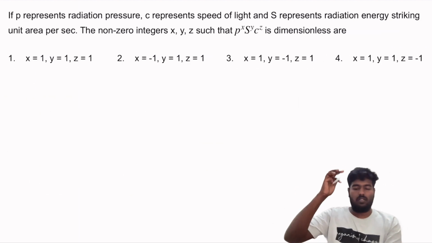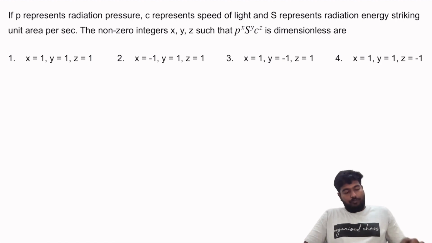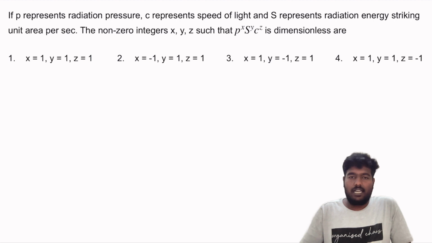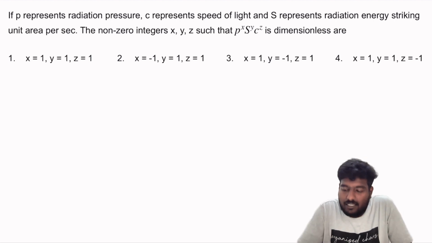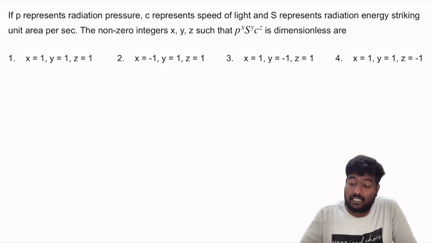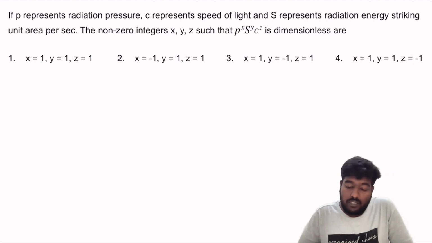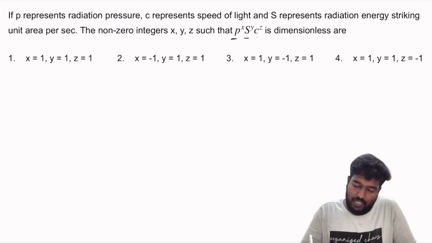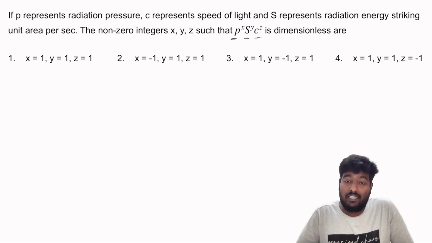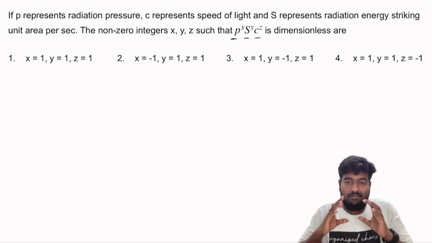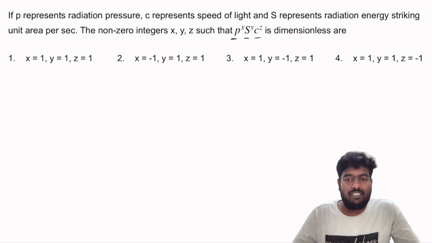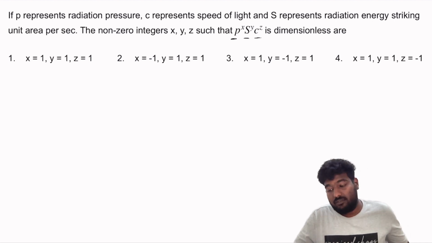Okay. So if P represents radiation pressure, C represents speed of light, and S represents radiation energy striking unit area per second, find the non-zero integers x, y, z such that P power x, S power y, and C power z is dimensionless. Okay, how do we work it out? This we should work out so that the dimension is 0.